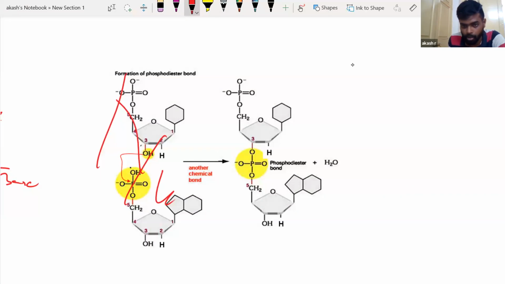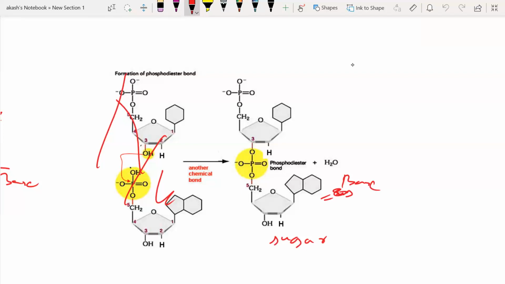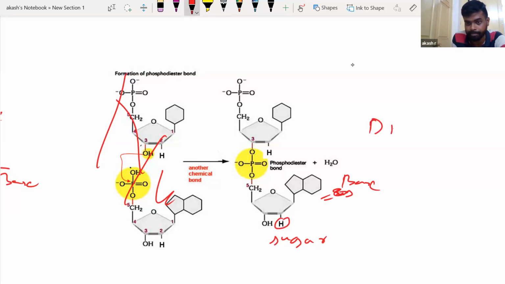Now look at this part alone. Now you see there is a sugar. This is a base, right? And this is my sugar. Now look at the sugar and tell me whether it's ribose or deoxyribose. Deoxyribose. You see that there is a hydrogen, not an OH. This is a deoxyribose, so this is for a DNA. Now you see that there is a base. Forget about what the base is.